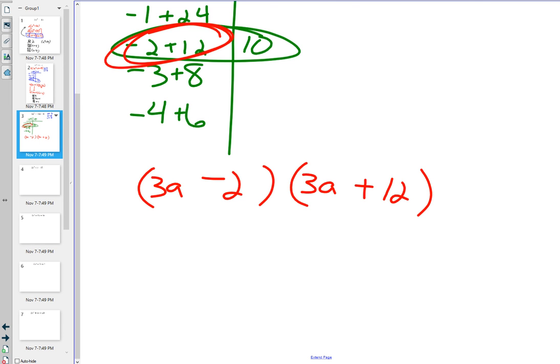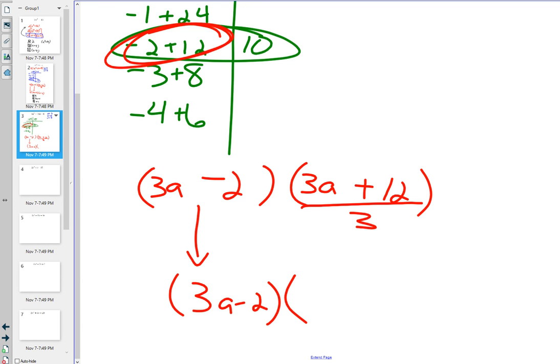3. Do 3a and negative 2 have a common factor? No, so I drop it as is. Do 3a and 12 have a common factor? 3. They can both be divided by 3. So you get a plus 4. So when you're done, those are the two that you check. Those are the factors. There are no other factors. Those are the only factors.